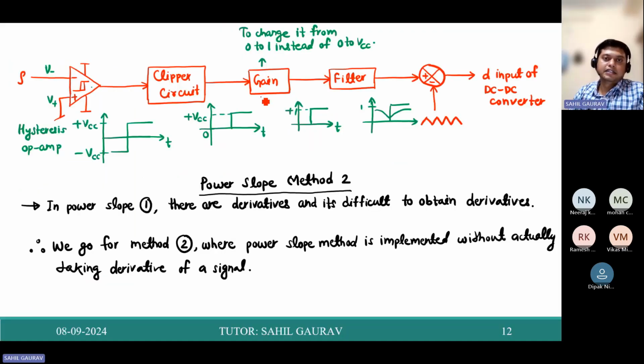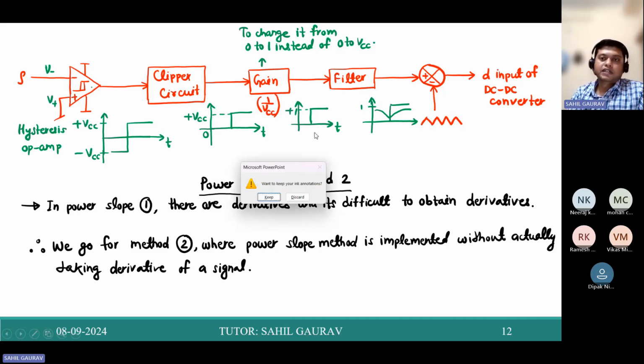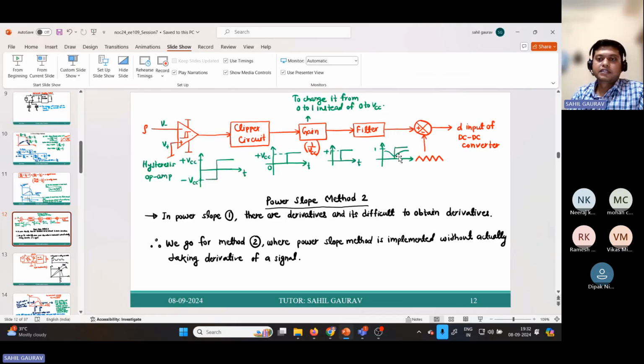So this gain value is 1 upon VCC. Now this is passed to this filter. The filter output will be this, and again this will pass through this comparator, such that this D2 ratio of DC-DC converter varies. So this is the block diagram for this power slope method. So here we are using the hysteresis op-amp because as this derivative is varying, this D2 ratio is varying back and forth around MPP. And if you want to narrow this gap, instead of a normal op-amp, you have to use this hysteresis op-amp.